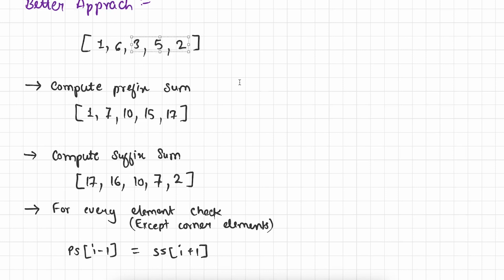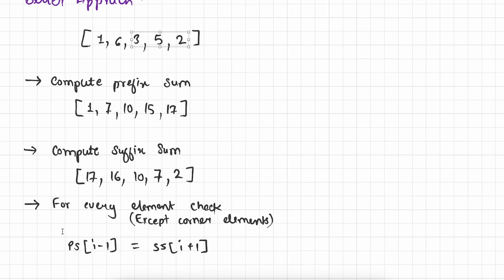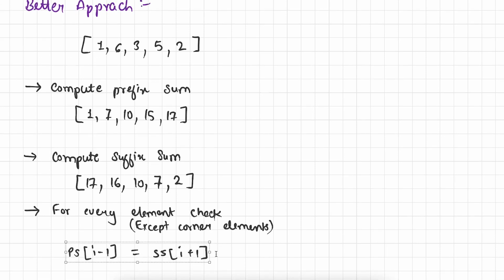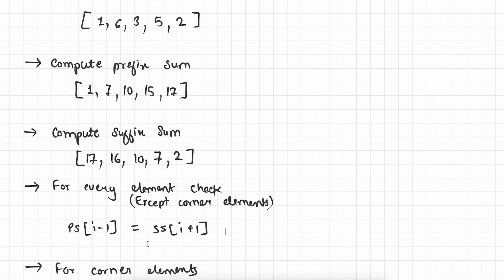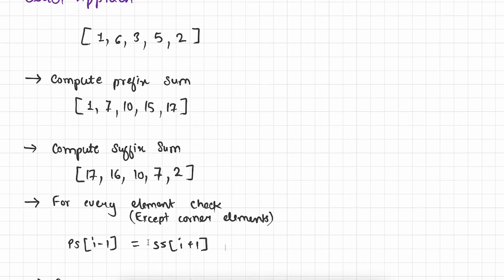So far we have computed prefix sum and suffix sum. And now what are we going to do? We are going to traverse this array from the first element to the last element, except the corner elements. I will talk about the corner elements in a bit. So in each iteration, we check if prefix sum of i minus 1 is equal to suffix sum of i plus 1 or not. And if both of these are equal, then we simply say this is an equilibrium point. Let me show you how.